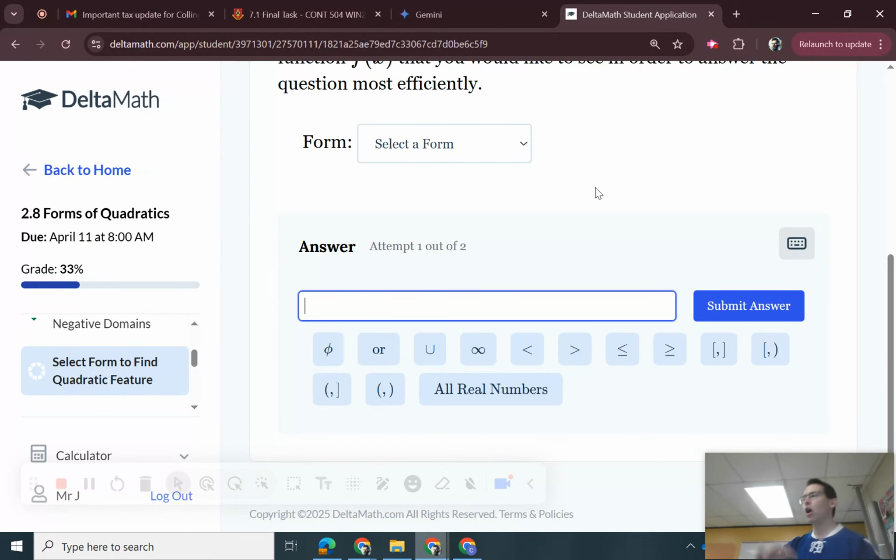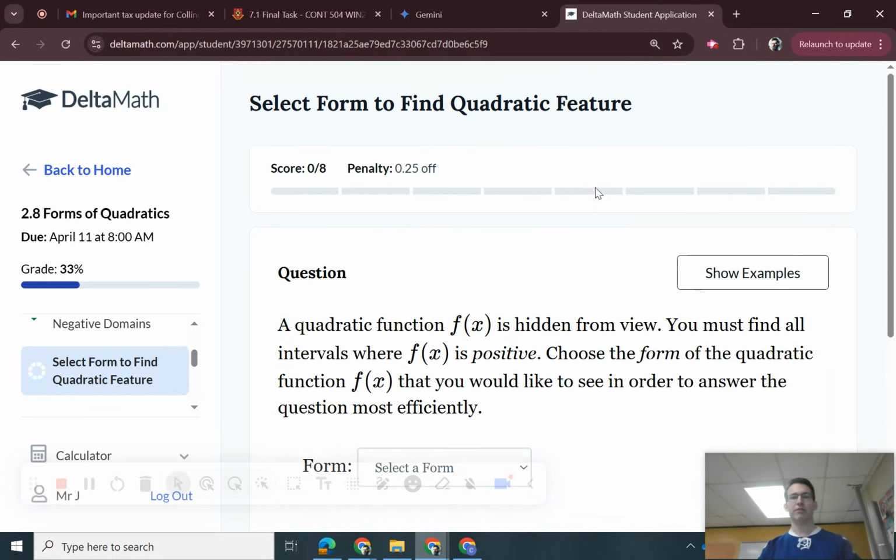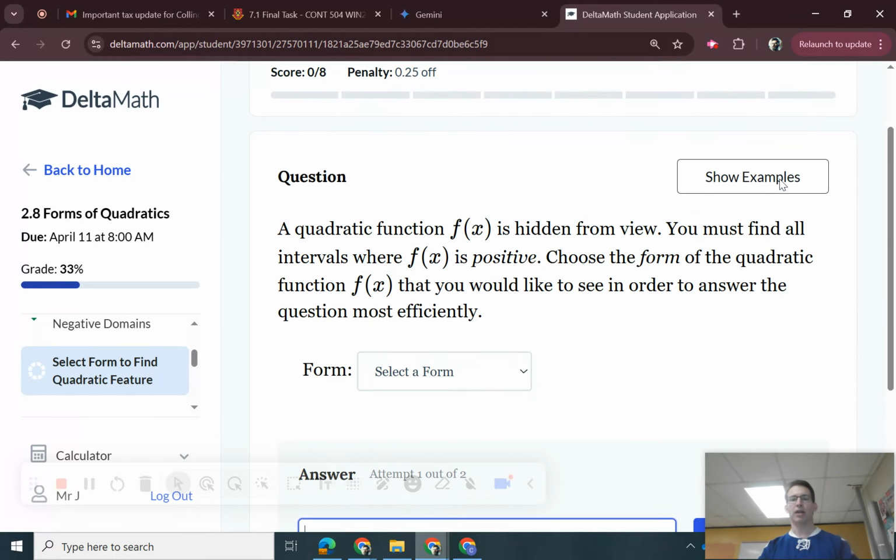Okay, all of that leads us to my favorite Delta Math topic. Maybe not my favorite Delta Math topic, but I really like this one. And I've been so excited to give it to you. And here we are. We finally get to do 8 of these questions. I really value this one.